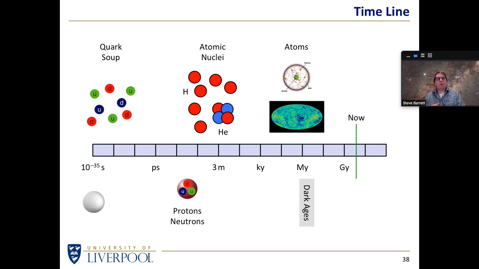Up to that point, we would call it the Dark Ages, because the universe didn't have any stars for a little while, and then stars came online, and then we get to the point we now understand of stars and galaxies, which I've labelled the now point, 13.8 billion years later.